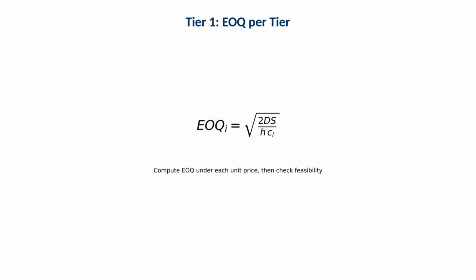This EOQ per tier formula shows how unit price affects the optimal quantity. Lower unit costs reduce holding cost per unit, which tends to increase EOQ. However, discount tiers also impose minimum quantities. That is why the final candidate quantities often include tier breakpoints as adjusted solutions.